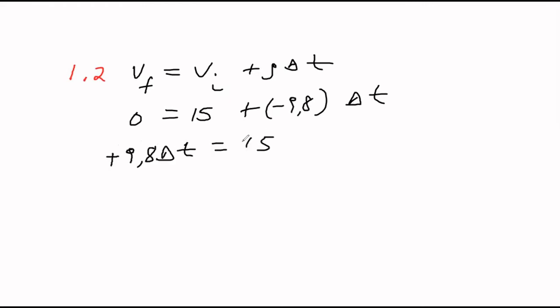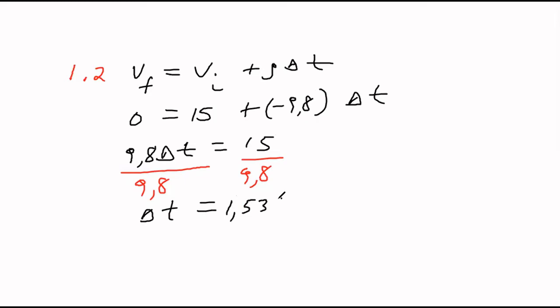So equal to 15. So we don't even need to indicate it as positive, since 9,8 delta T is the first term. Then to make T the subject of the formula, we can divide both sides by 9,8. Then the answer is 15 divided by 9,8, which is the same as 1,53 seconds. That is the time taken by the object to reach the maximum height.